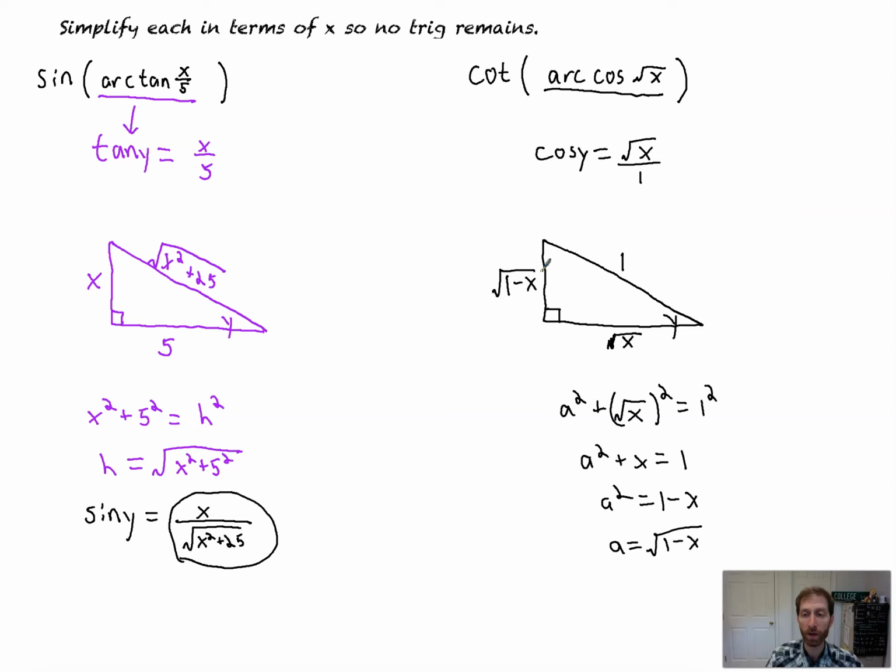Now why is that important? You were asked to find the cotangent of the angle represented in this triangle. So I've got the cotangent of y, which would be adjacent over opposite. So that would be root x all over root 1 minus x. You could write that as the square root of x over 1 minus x if you want, but I'm fine with that. All right, ladies and gentlemen, that's it.